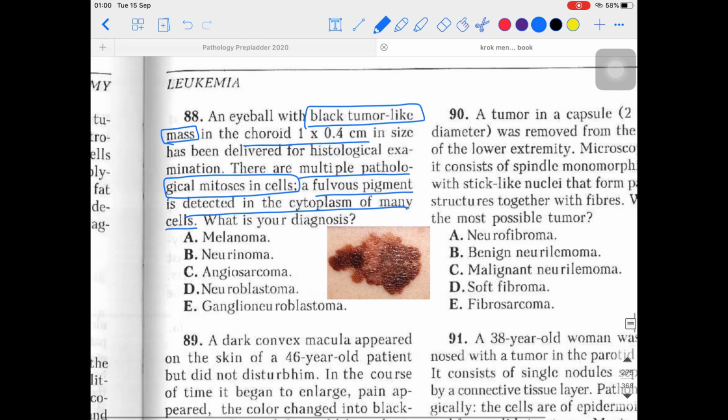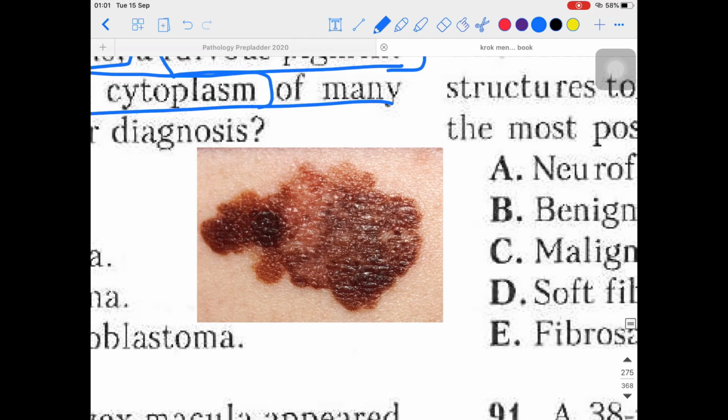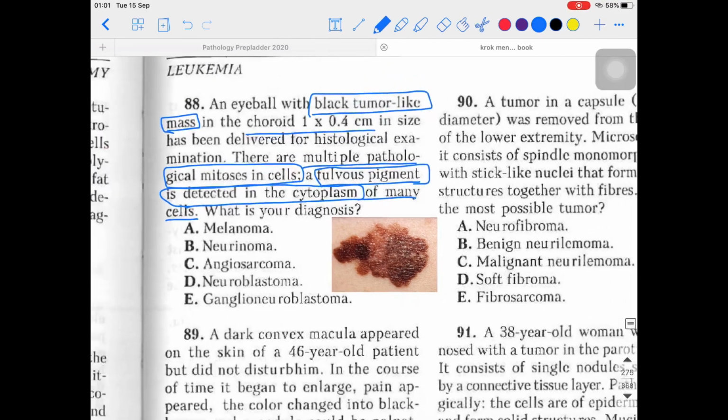Now two things are there. Melanoma is a malignant tumor. One thing is the black tumor like structure, second thing is pathological mitosis, and third thing is fulvous pigment detected in the cytoplasm, which means they are talking about a pigmentary mass or pigmentary tumor, and that will be the melanoma over here. I have inserted an image for you guys for better explanation, so you can easily see this blackish, reddish black kind of patch on the skin, and that is the melanoma. Okay, let's move on to the next question.